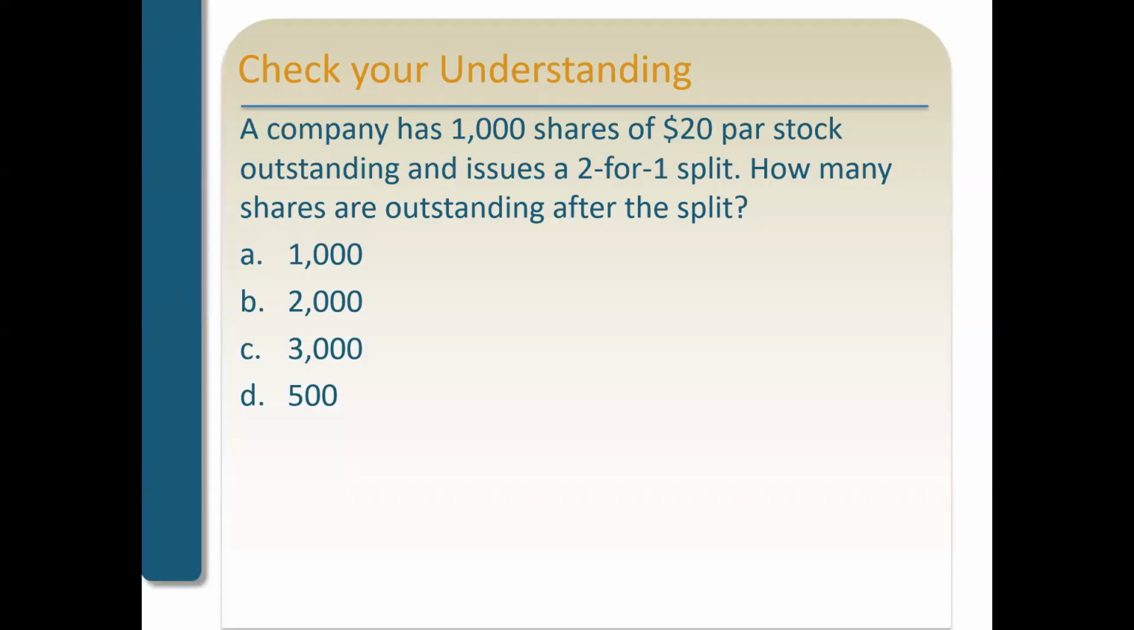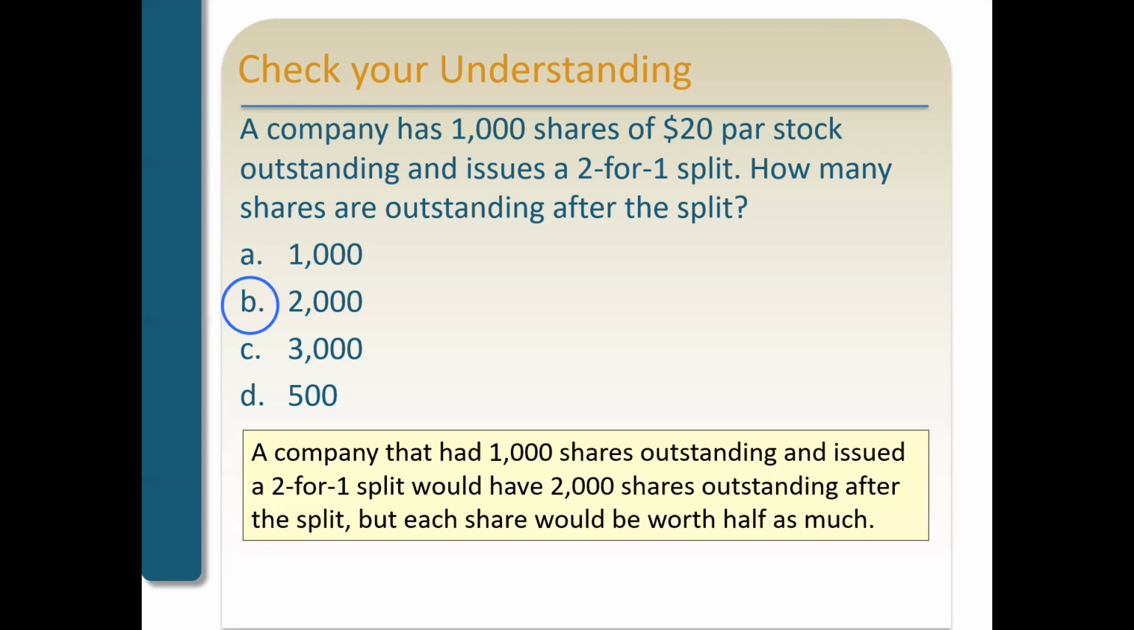So guys, in this example, if a company has 1,000 shares of $20 par stock outstanding and issues a 2-for-1 split, how many shares are outstanding after the split? Wouldn't it be 2,000 shares? B. B, excellent.